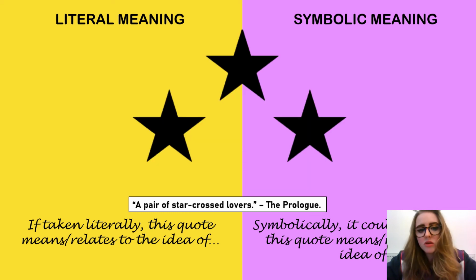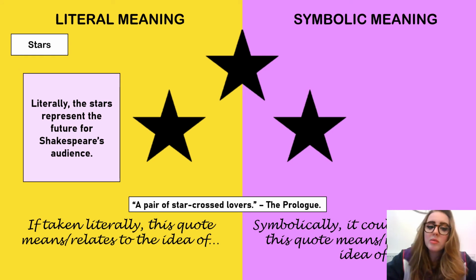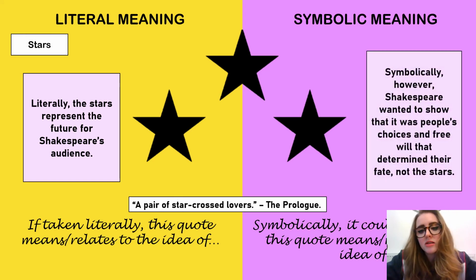And that moves us on to the stars, which is, I'd say, the most analysed symbol in the text, because of how important the Elizabethan audience believed stars were at the time. They were seen as representing the future for Shakespeare's audience. But symbolically, Shakespeare wants to show that it was the people's choices and their free will that determined their fate, not the stars. So in using stars, bear with.